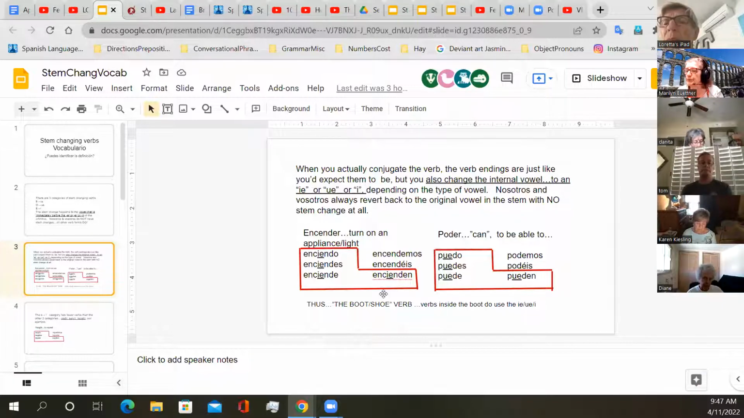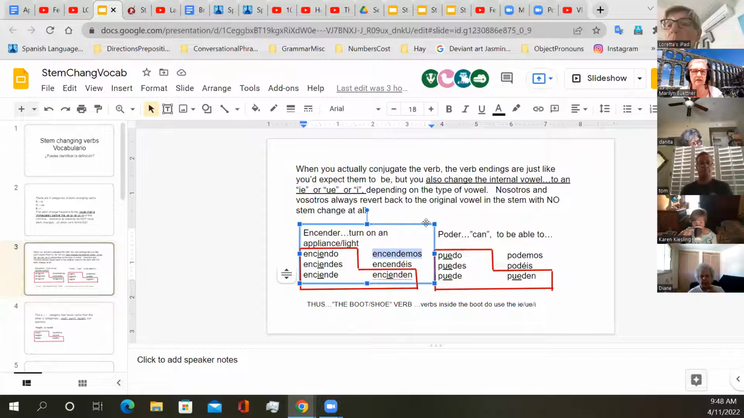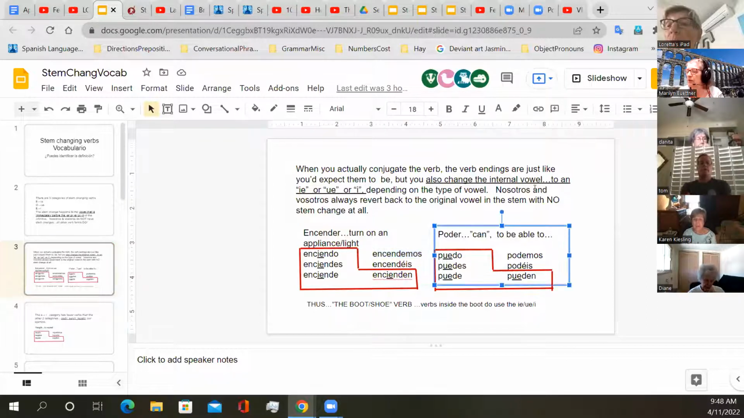So we can have, por ejemplo, el verbo encender, which is the verb that incendiary comes from in English. Encender means to light something or turn something on that's electrical. It becomes enciendo, enciendes, enciende, encienden. But encendemos, nosotros, doesn't get the stem change. So it goes back to the original letter E from the infinitive. It's outside of the boot, outside of the shoe. That's why we call them shoe or boot verbs.